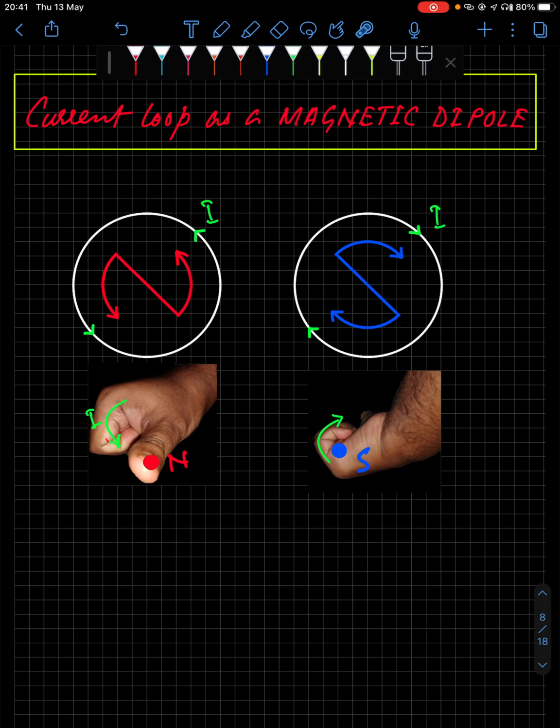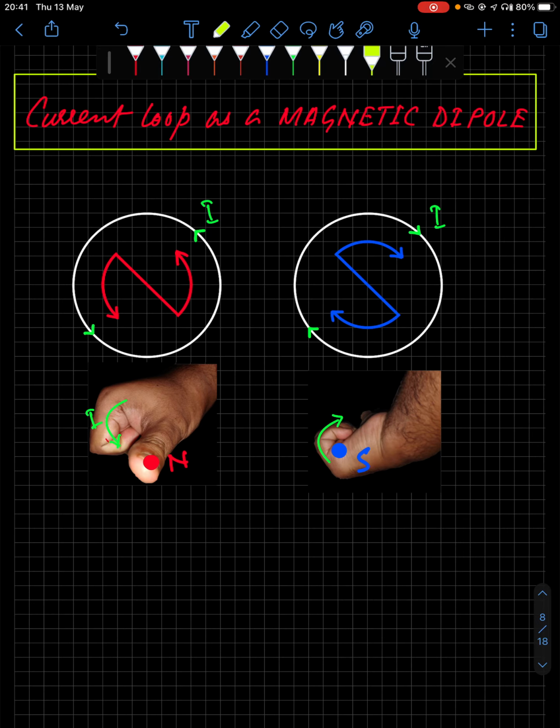Now therefore you have two magnetic poles, north pole and south pole, and they are separated by a distance. You call this a magnetic dipole. Similarly, if current is in the opposite direction, then the right hand thumb rule will apply in this manner. You see the current direction is represented by the finger curling. So in that case, this will represent the south, and the north will be behind the page.